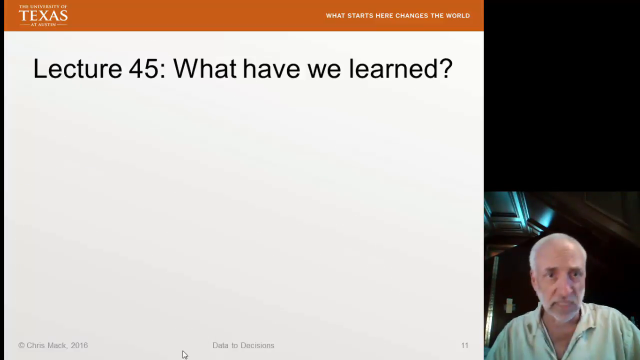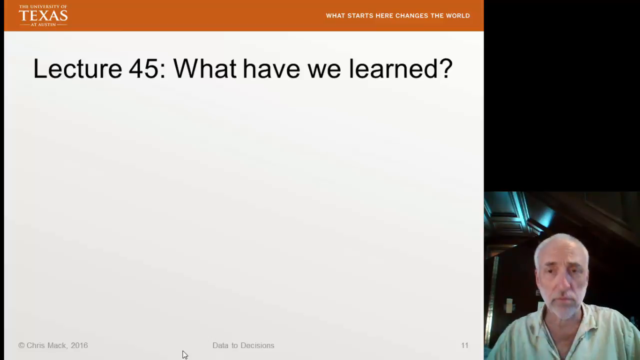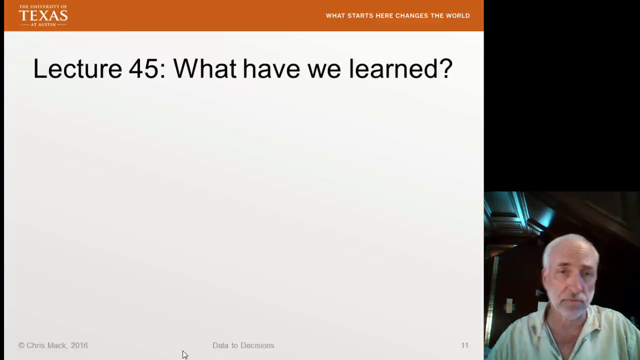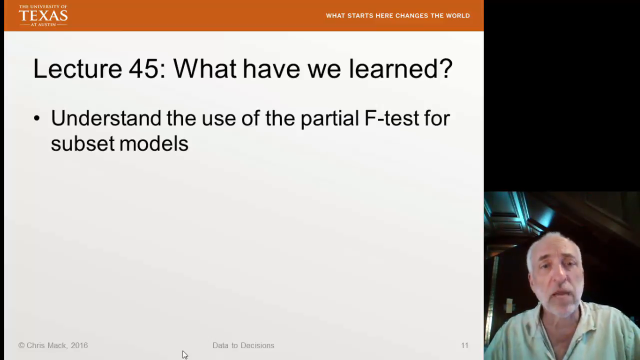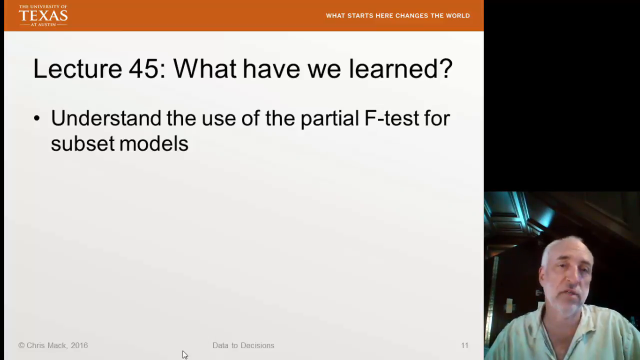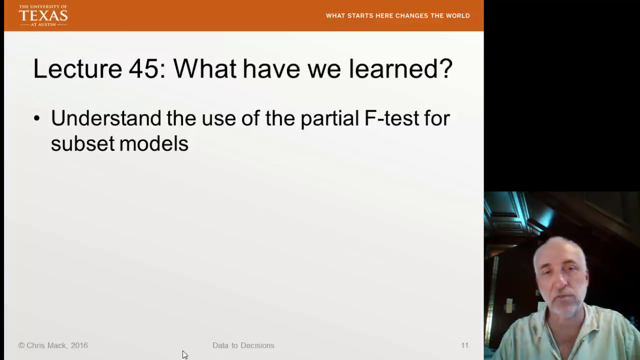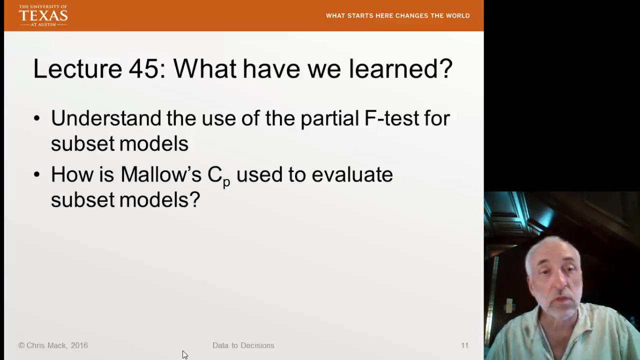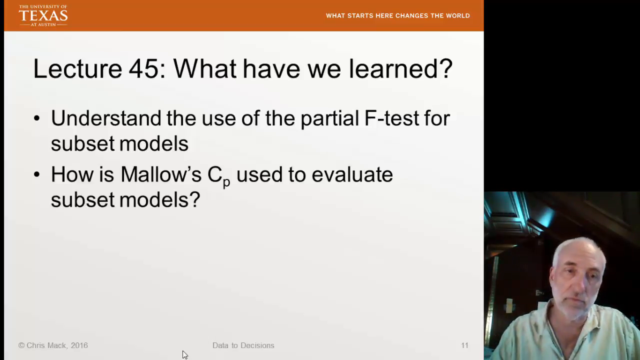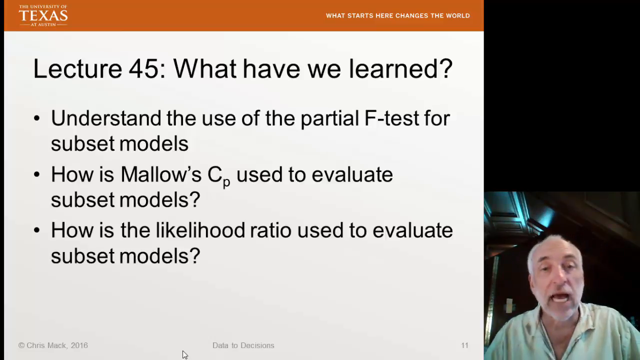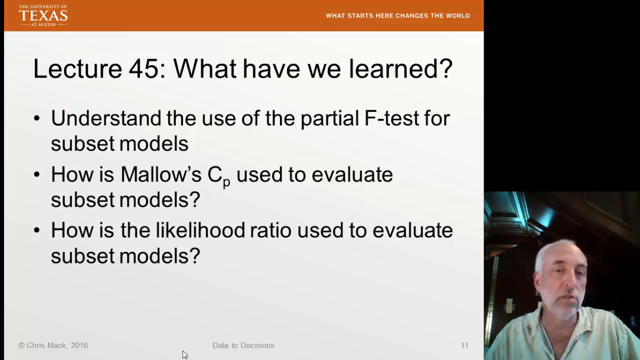All right, let's talk about what we've learned when it comes to subset models. You should be able to quickly and easily explain the use of the partial F-test for a subset. How is Mallows Cp used to evaluate subset models? And finally, how is the likelihood ratio used to evaluate subset models?